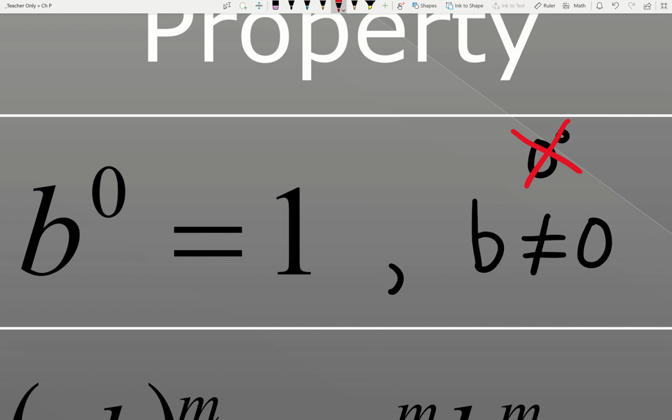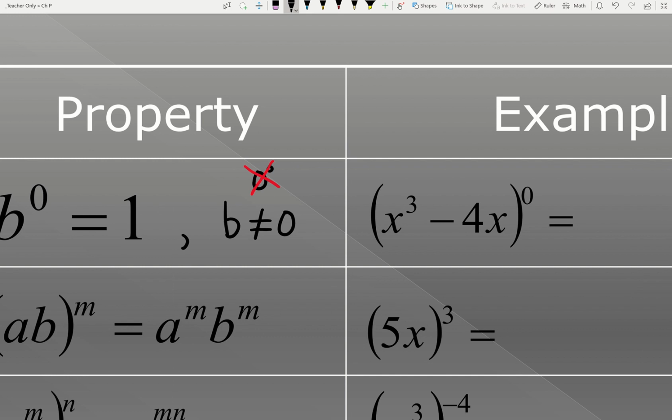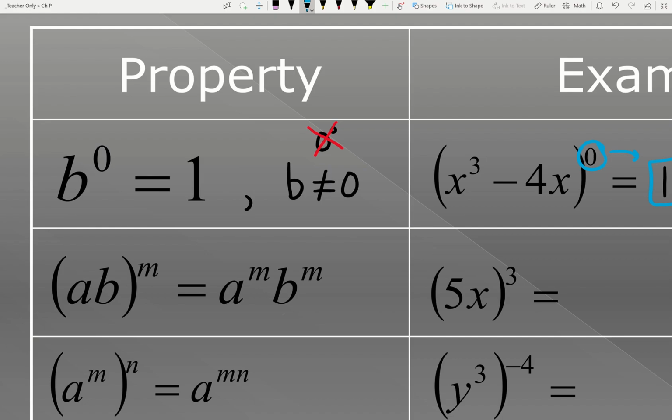So literally anything else to the power of 0 is just going to be straight up 1, which gives us a really easy way to see why this example over here is just straight up 1. It's a whole complicated, messy expression, but I see that it's to the power of 0, so that automatically means it's just going to be 1.